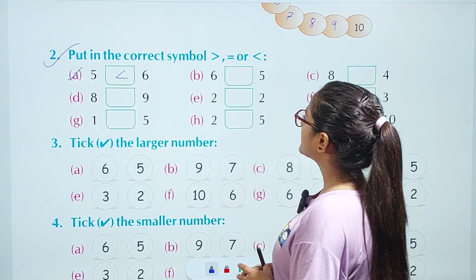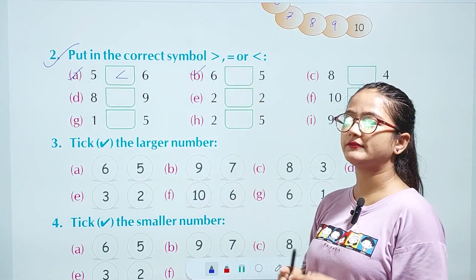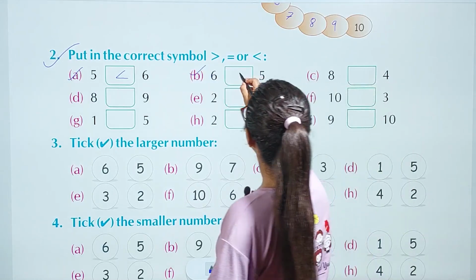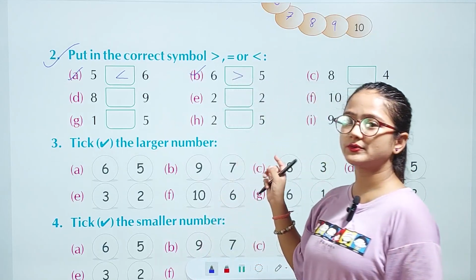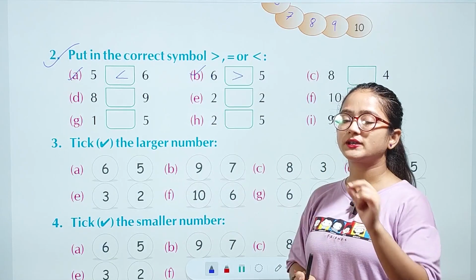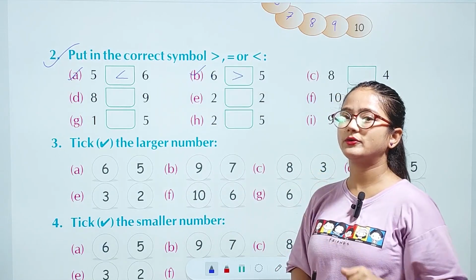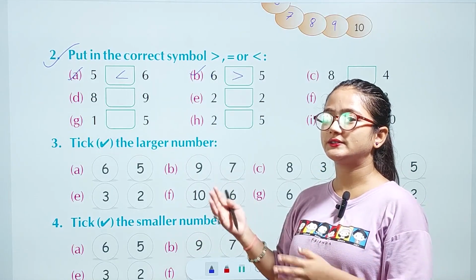Okay. Next is given number 6, then a box, then 5. Which number is greater? It is 6 only. Okay. So you have to draw the crocodile mouth which is open towards the number 6 and closed towards the number 5. Like this you have to put the greater than, less than or equal to sign on the given numbers. Okay, you have to first see which number is greater than the other.